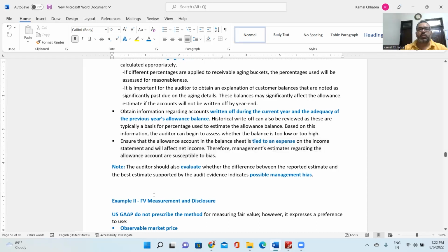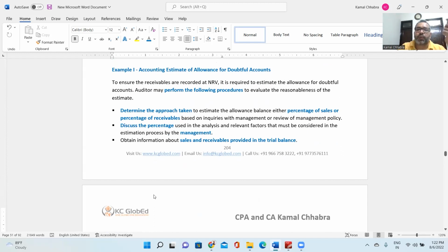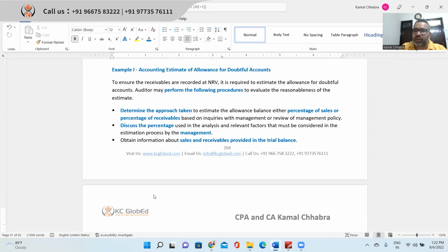The auditor should also evaluate whether the difference between the reported estimate and the best estimate supported by the audit evidence indicates possible management biases. So here, you need to apply more professional skepticism when you are testing the appropriateness of the provision for doubtful debt, whether management bias is involved or not. So this is an example of an accounting estimate while testing the provision for doubtful debt. What all things will you as an auditor be keeping in mind? Make sense? How do you test provision for doubtful debt?